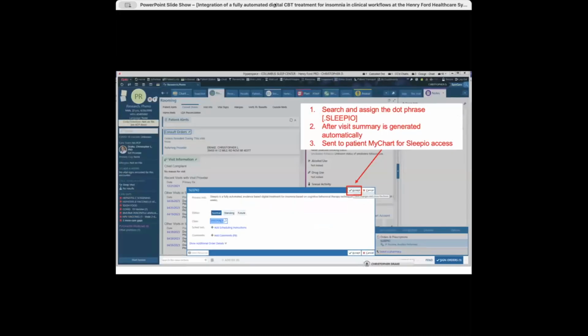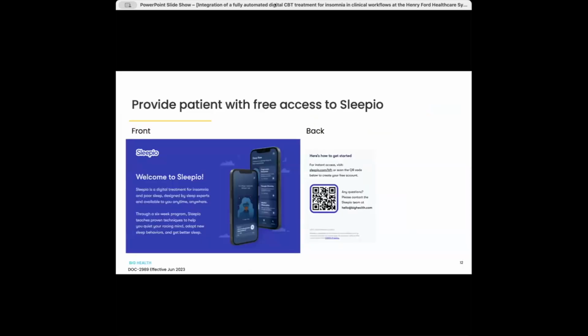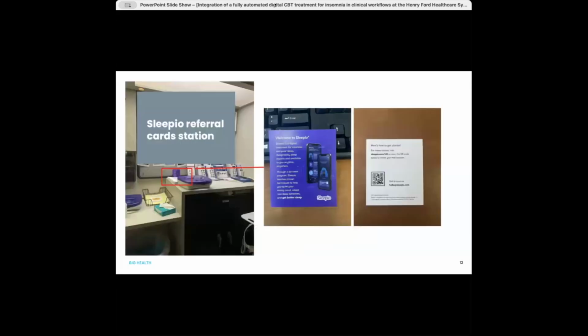And this is an example of the changes we made to the Epic order flow process. And here you can search and assign the dot phrase .sleepio. This would then automatically generate an after visit summary. It would be sent to the patient MyChart if they have that app, and then they can access Sleepio directly from within their phone or mobile app. And then from this, we also provide access for folks that don't have MyChart to a paper-based flyer that would provide access to Henry Ford Health, and then would have this in referral stations around the clinical settings as well. So patients could access this when in conversation with a clinician.